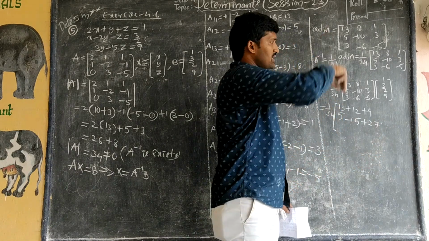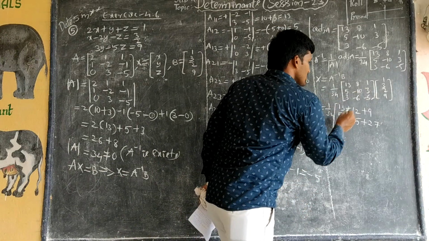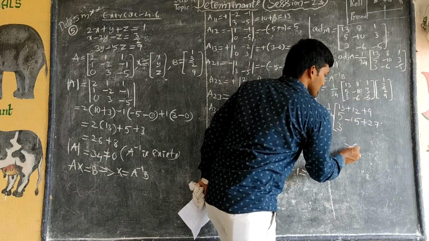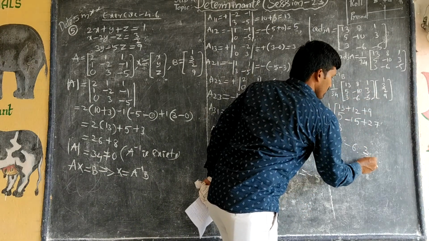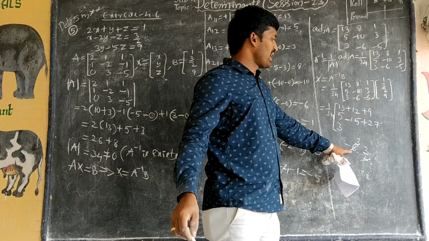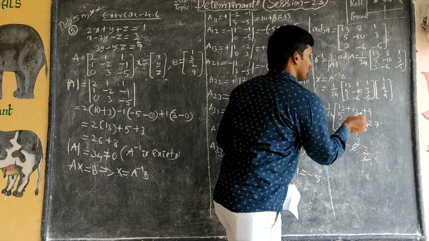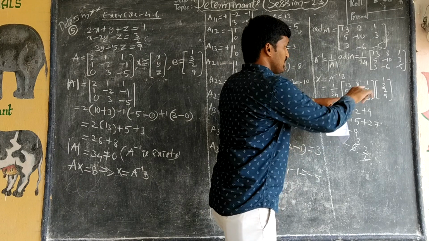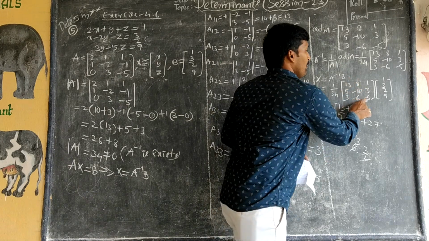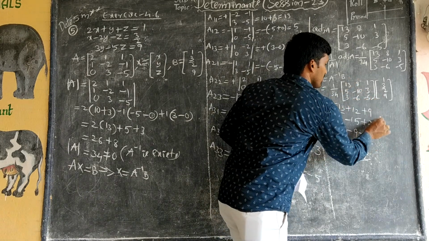Next, third row with column. 3 ones are 3. Minus 6 into 3 by 2 means 2 threes are 6, minus 3 into 3, it is minus 9. It is the sum of product values we need to take. Minus 5 into 9, minus 45.